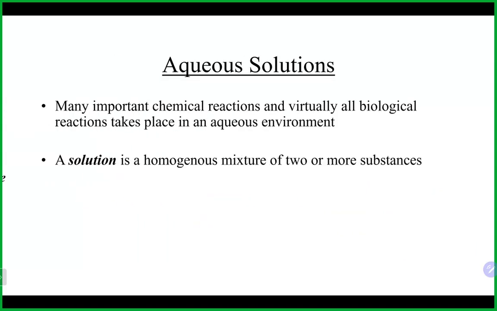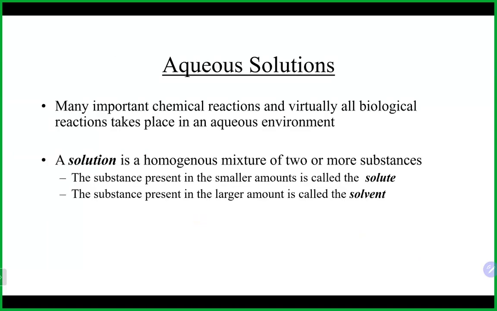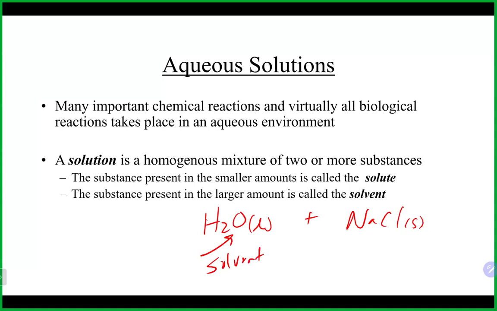So our aqueous solution again has really 2 parts. It's the solute and the solvent. The solute is the smaller part of the solution. The solvent is the larger part of the solution. So when we look at that example I just did, which is our water plus our sodium chloride, this is our solvent. It is the larger part. And this is our solute, which is the part that's dissolved in it. And that does give us our sodium chloride solution.